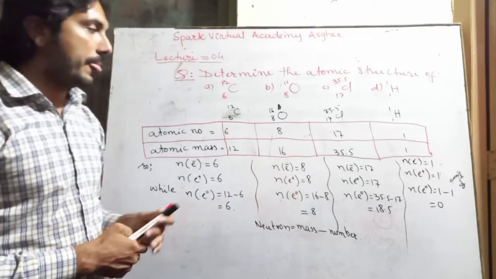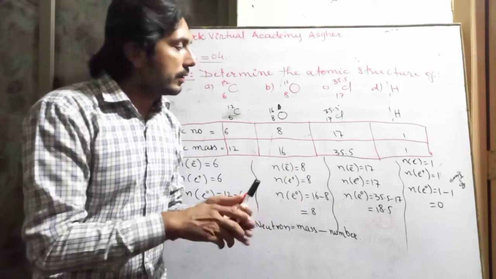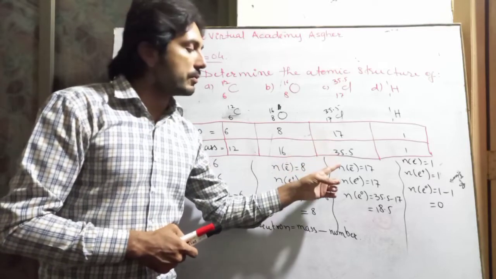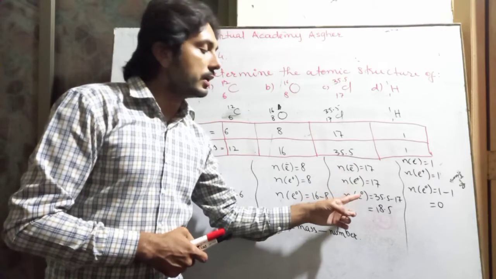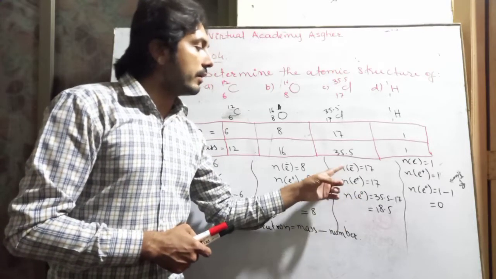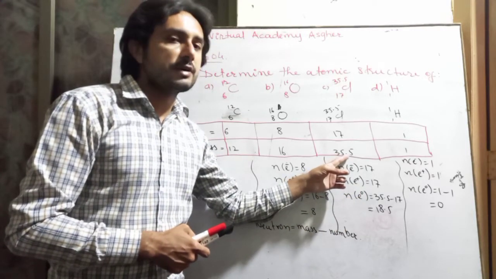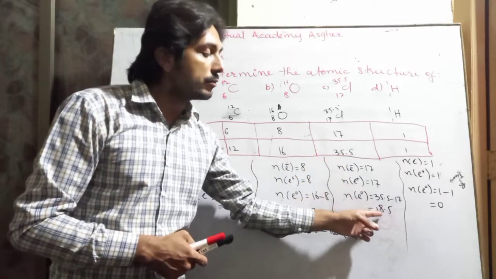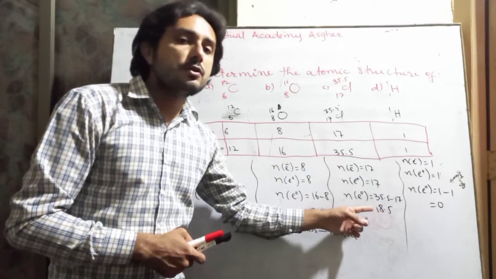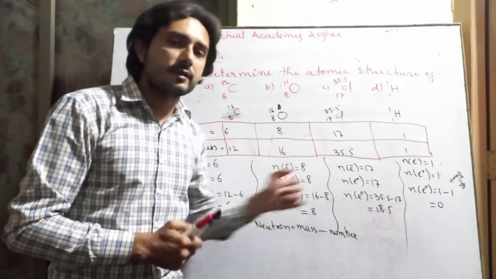If we talk about chlorine, here the atomic number is 17, so its number of electrons and number of protons will be 17. However, its number of neutrons will be, when we subtract 17 from 35.5, we get 18.5. So the number of neutrons in chlorine is 18.5.